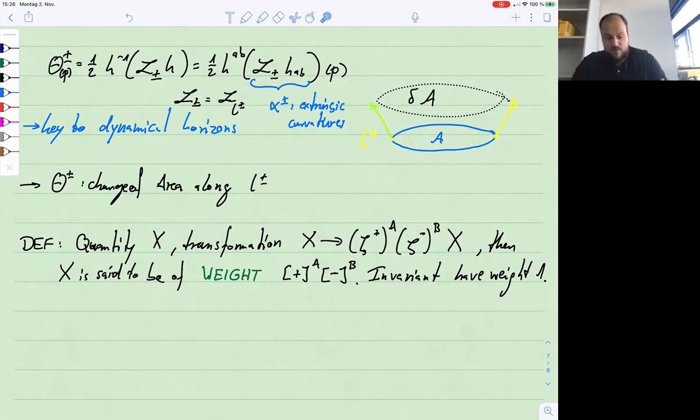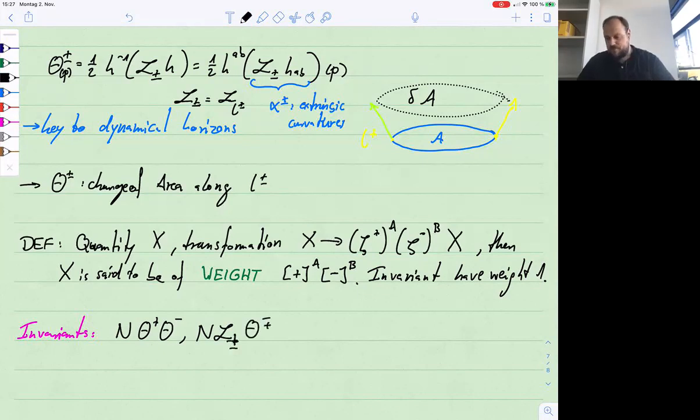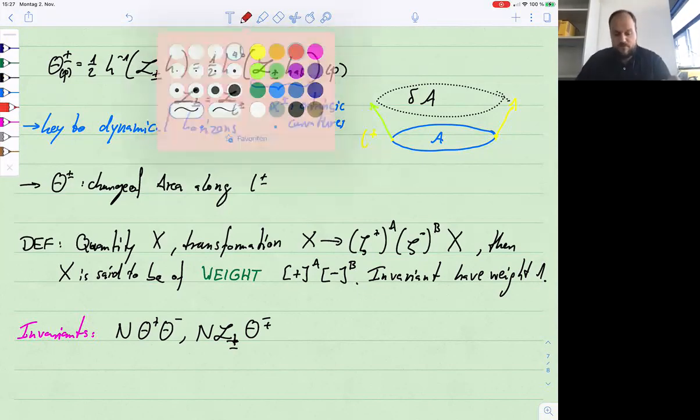And we can construct invariants immediately. I won't show that, and we can define two invariants, which are theta plus theta minus and n L plus minus theta minus plus. And those two will be used to define our trapping horizons. That's now we come to the real stuff.